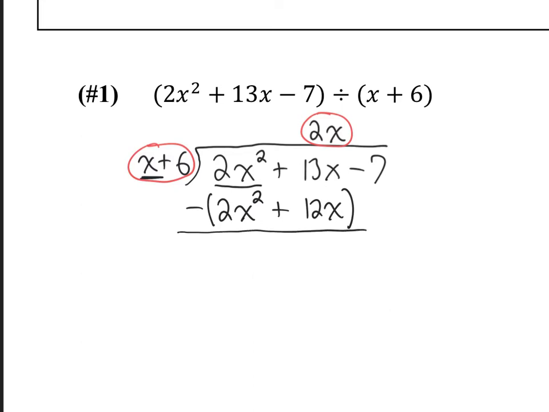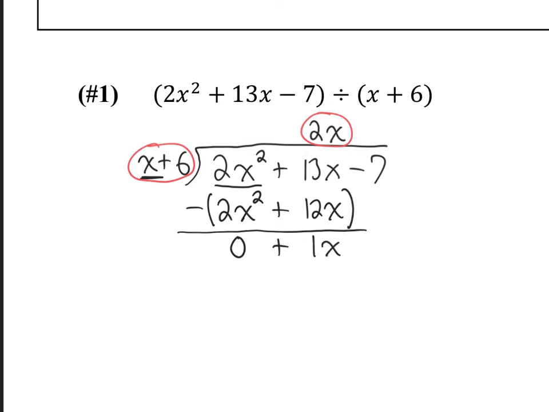And we've got to be careful when we're subtracting, okay? Because you have to distribute that negative to everything in the parentheses here. So we have 2x squared minus 2x squared, which is going to be 0. What is 13x minus 12x? It's minus positive 12x, so that's going to be 1x.